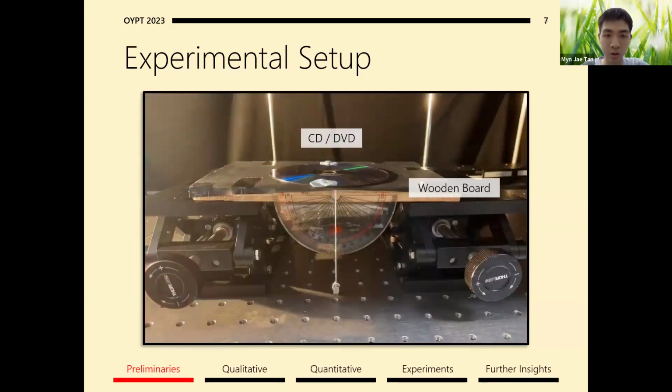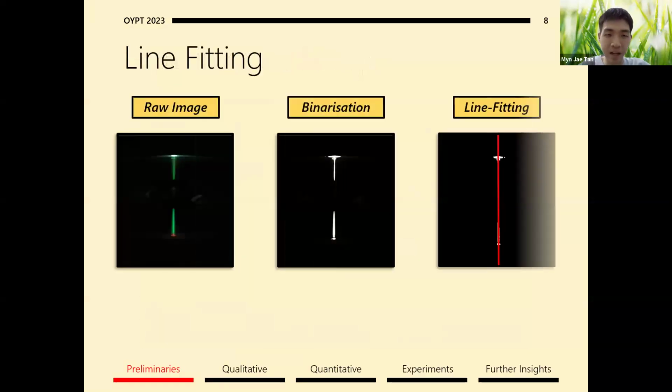Zooming into my experimental setup, we can see that the tilt angle of the disc was adjusted using optical lab jacks and was also measured with a clinometer. Essentially, because of gravitational force, it allows us to accurately measure the tilt angle of the optical disc. Next, what I did was to characterize the color of the line.